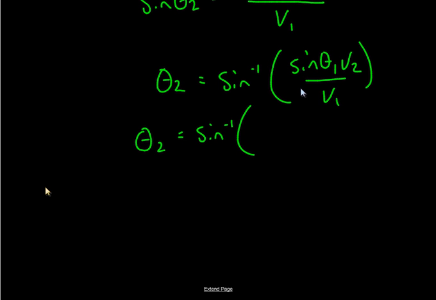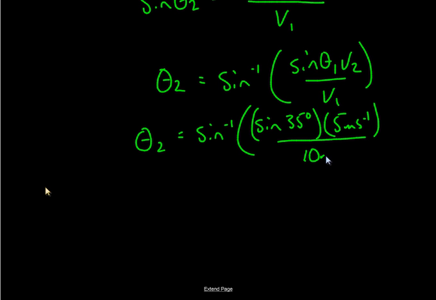So sine of theta 1, what did we say theta 1 was, angle-wise? 40 degrees, was it? 35? Okay. And V2 was 5 meters per second. And V1 was 10 meters per second. And now we just got to solve. So get out your calculators and give it a try.